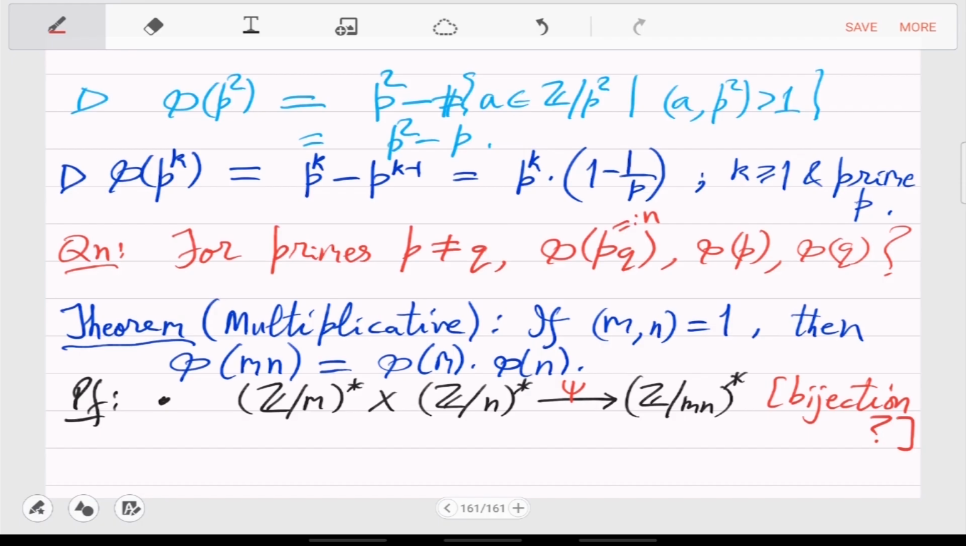Okay, so once I tell you that there is a bijection map psi, can you guess it? What should psi map? What do you have to find? So a is an element here and b is an element there. This tuple, this pair a comma b, you want to map it to a single element. This element, let's call it c.